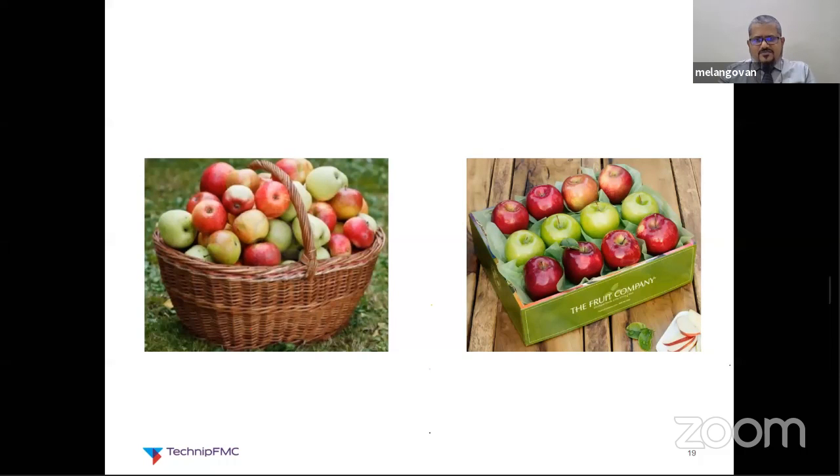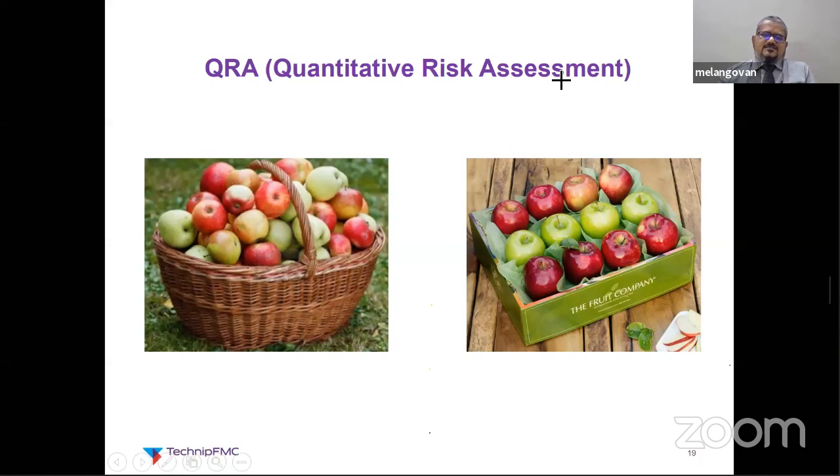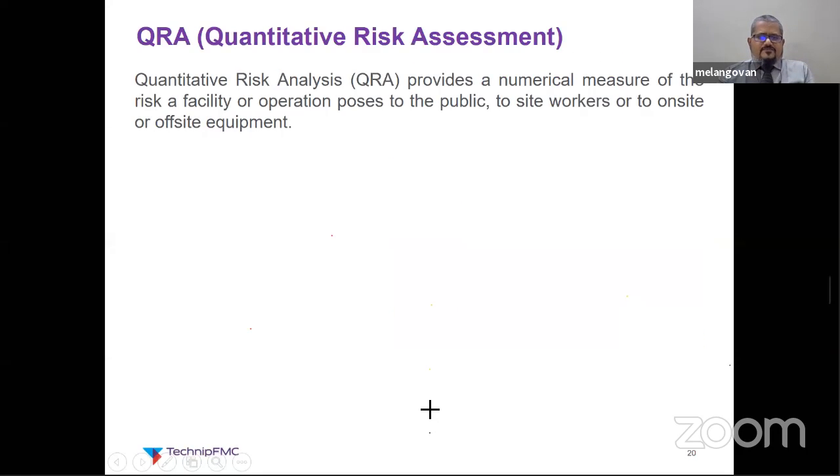If it is affecting the people, how many people are affected? Those things will be dealt with by quantitative risk analysis or assessment. So what is this QRA? QRA provides a numerical measure of the risk a facility or operation poses to the public, to site workers, or on-site and/or off-site equipment.